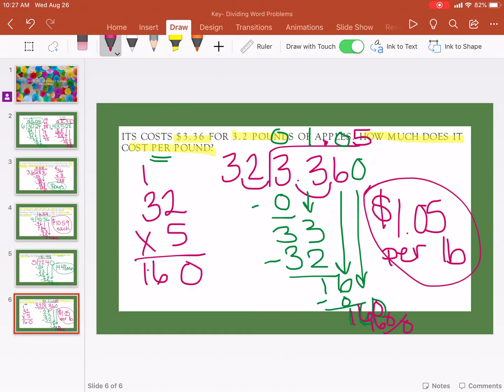Make sure you have that, per pound. Also, it is not $1.50. It is $1.05. That 0 that is right here, you must have. 32 didn't go into 16. It went in 0 times. So you have to put a 0 up in the quotient.